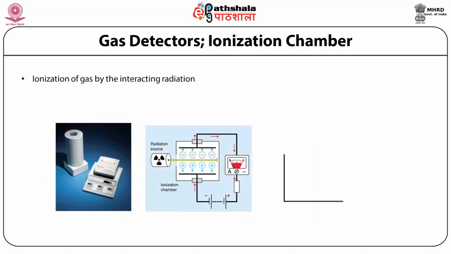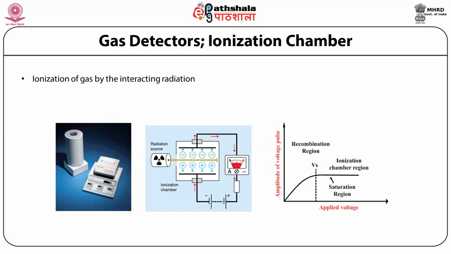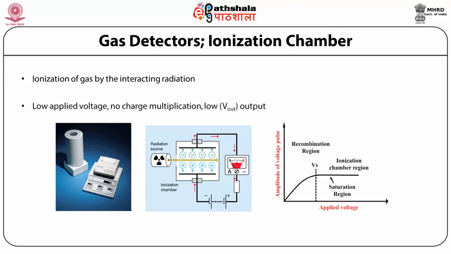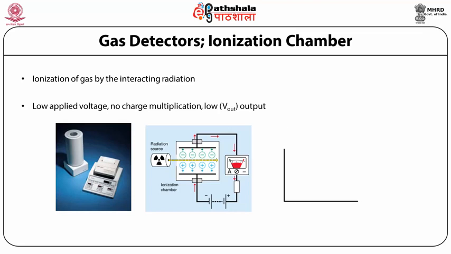Gas detector, ionization chamber. We will look into the ionization chamber, or ionization kind of detectors. They are the simplest kind of gas detectors, operated at low voltage. When the biasing voltage is applied, ionization of gas takes place due to the interaction of radiation. What are the observations? Since the applied biasing voltage is low, no charge multiplication takes place. Primary electrons generated by the incoming radiation get collected on the anode. So the output voltage is usually low.